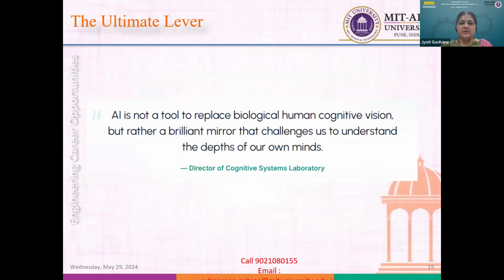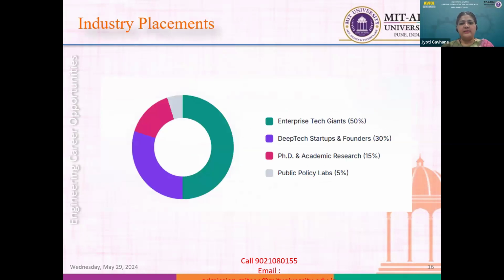So AI is not a tool to replace biological human cognition. Try to understand this: rather, it is a brilliant mirror that challenges us to understand the depth of our minds. With the help of AI, we are trying to understand the nature of our brain. So these are the industry placement metrics.